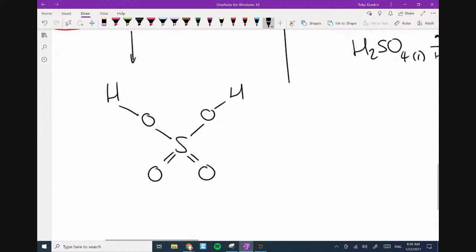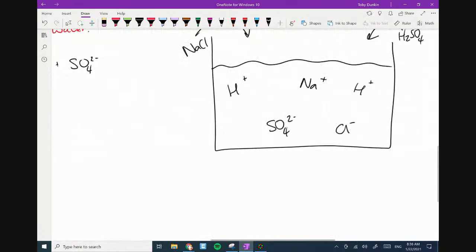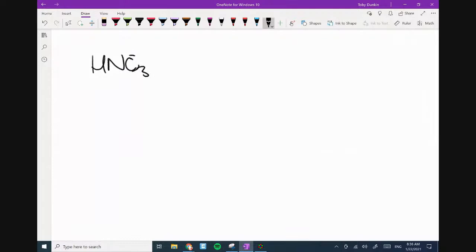Just to show you others, here's nitric acid. This is an extension. This is me doing this because of organic. Add this to your notes as well. Nitric acid looks like this. There's nitric acid.